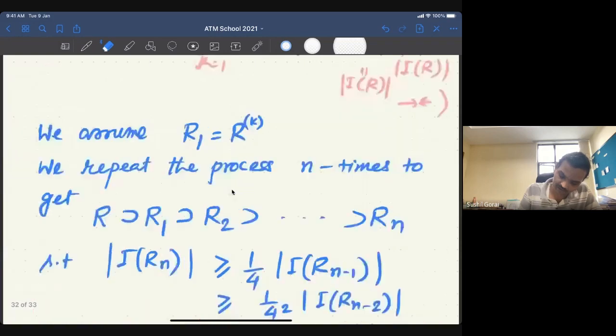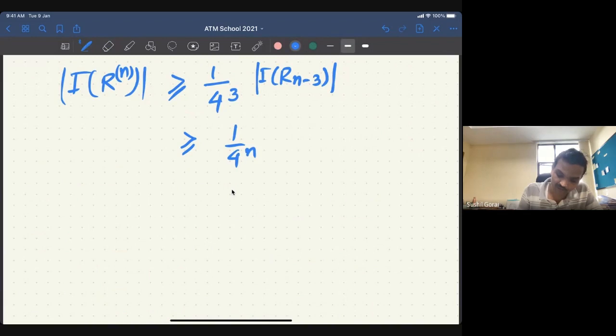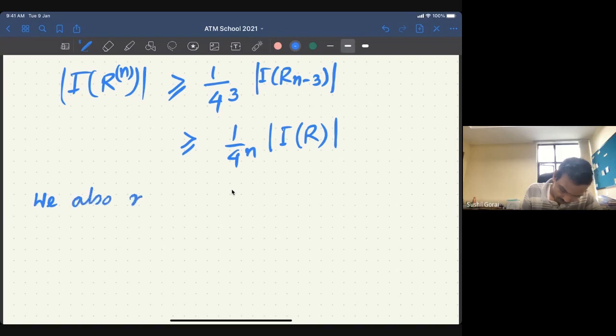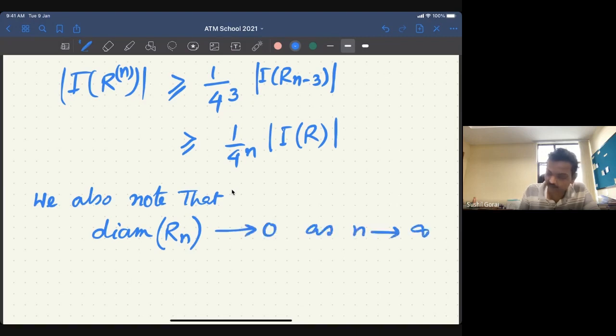What did I write? Yeah. 4 to the power n I R. All right. So we also note that the diameter, which in a rectangle is nothing but the distance of the diagonal, Rn converges to 0 as n tends to infinity. All right.